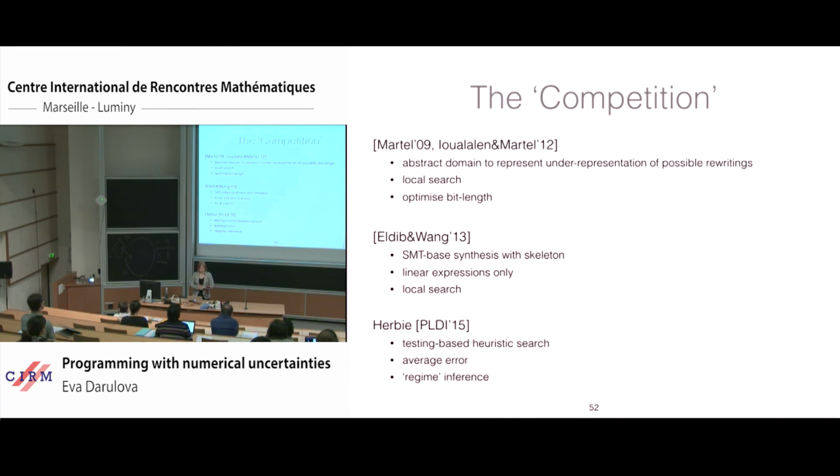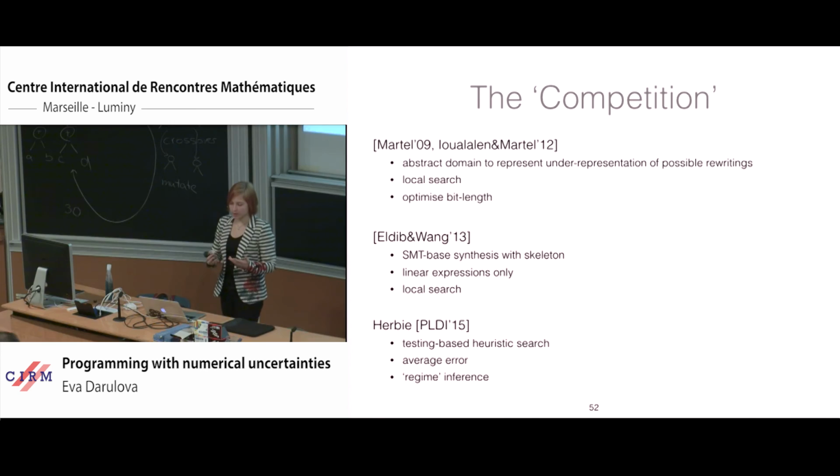So again, we were not the only ones that were looking at this problem. So Martel, and I'm not going to pronounce the name of his co-author, they developed an abstract domain that could represent an under-approximation of the possible rewritings, because again, you cannot look at all of them. However, they only looked at optimizing the bit length, whereas we had a fixed bit length and tried to optimize within that. And they only did a local search, so there is a question how good the results were.